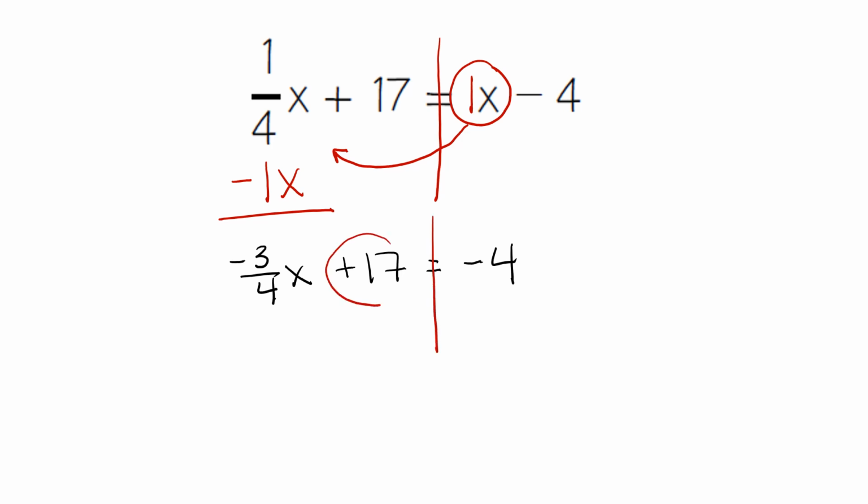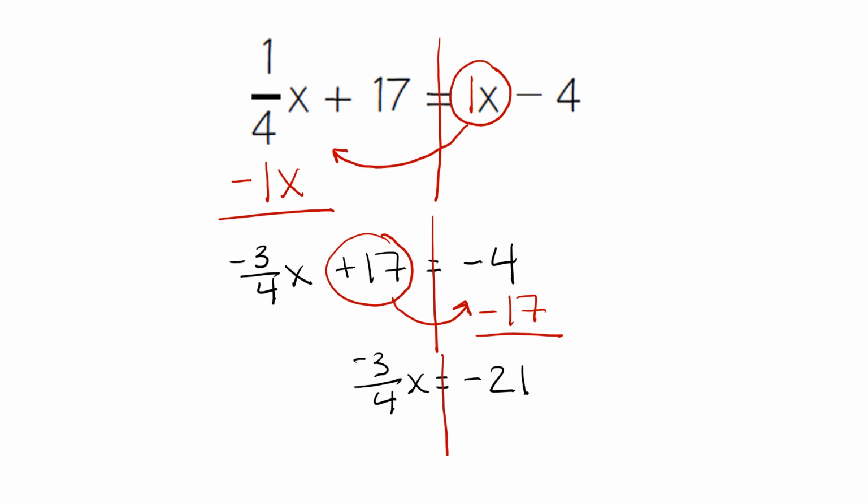Step 4 tells us to move the whole number to the right-hand side. So instead of plus 17, we do the opposite. We do a minus 17. The negative 3/4 x stays the same. Combining the negative 4 and the negative 17 gives us a negative 21.